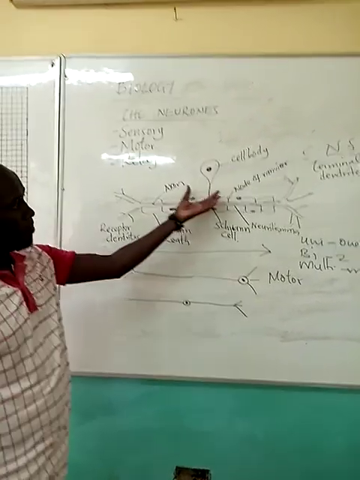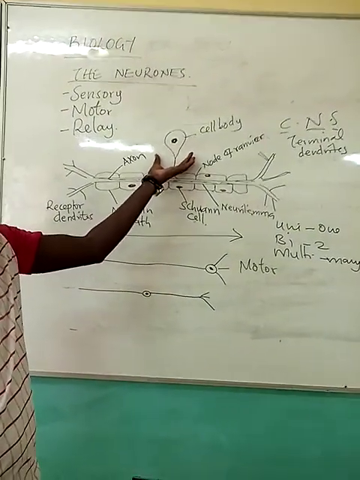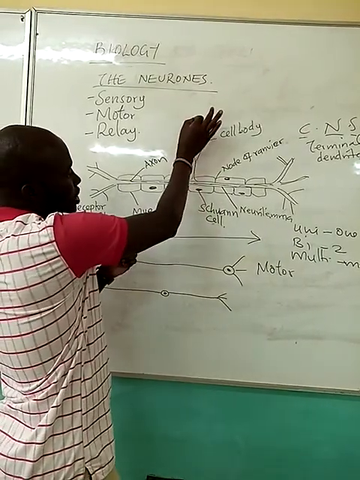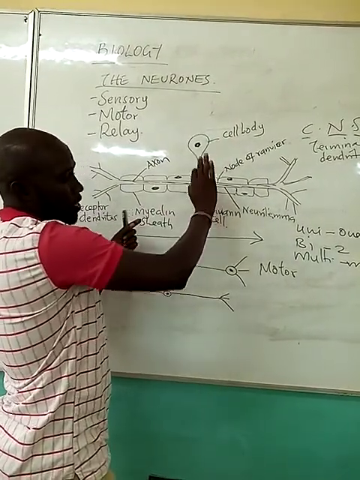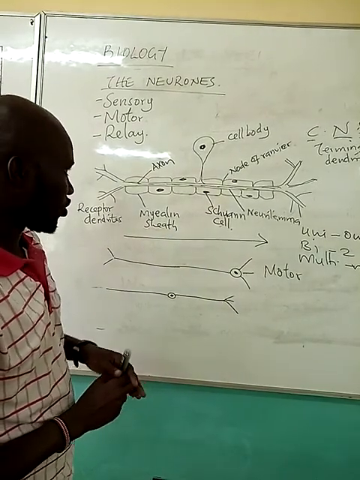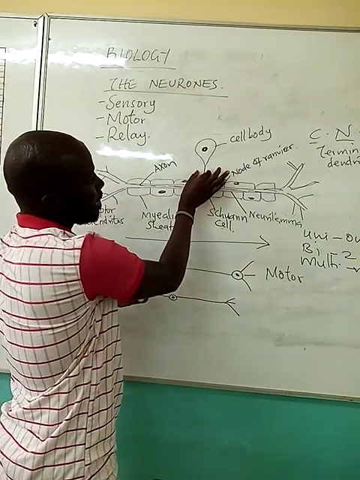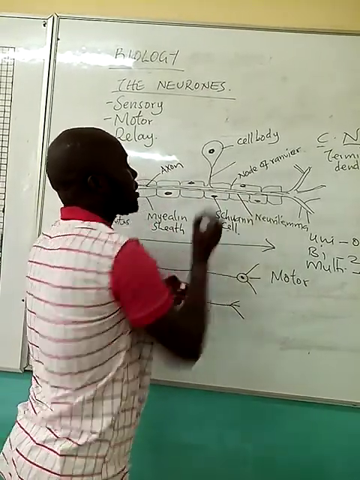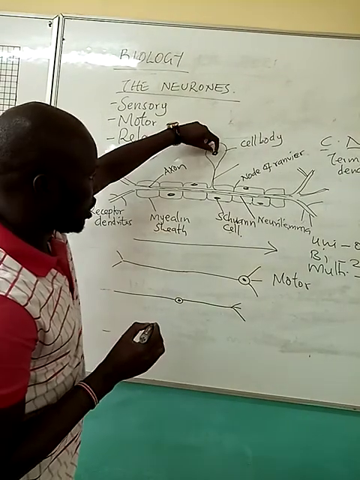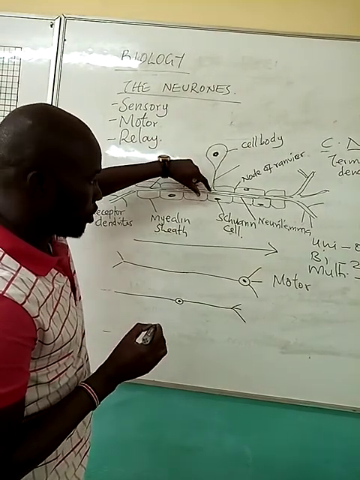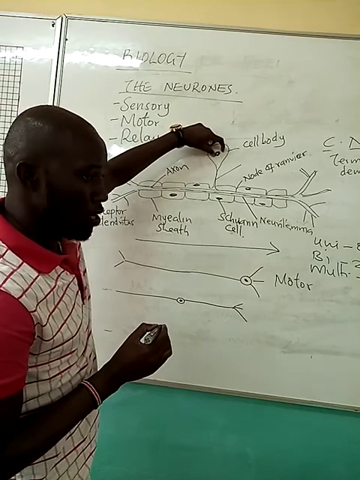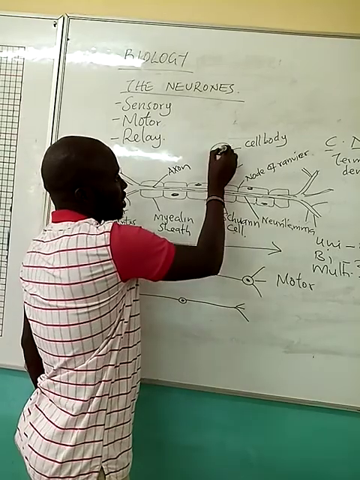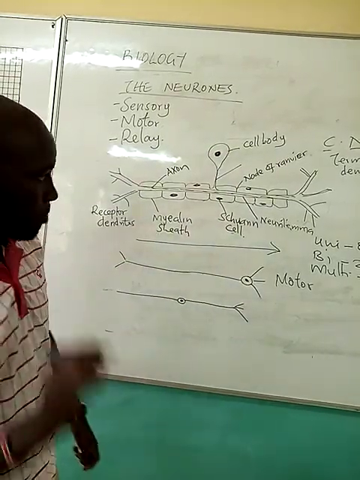Let us take, for example, the cell body of a sensory neuron. You can see very well that the axon itself is just a modified dendrite. So we can now see that a sensory neuron is unipolar because it only has one dendrite originating from the cell body. So that's why we call it unipolar.